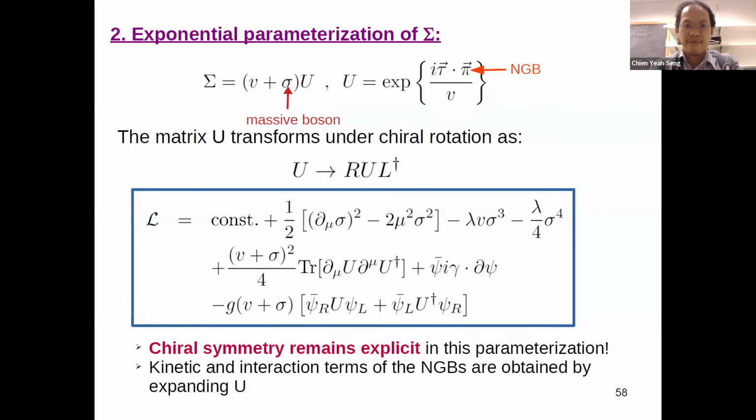So you plug this parameterization into the original sigma model, and you see the following. You see again that the small sigma is massless.